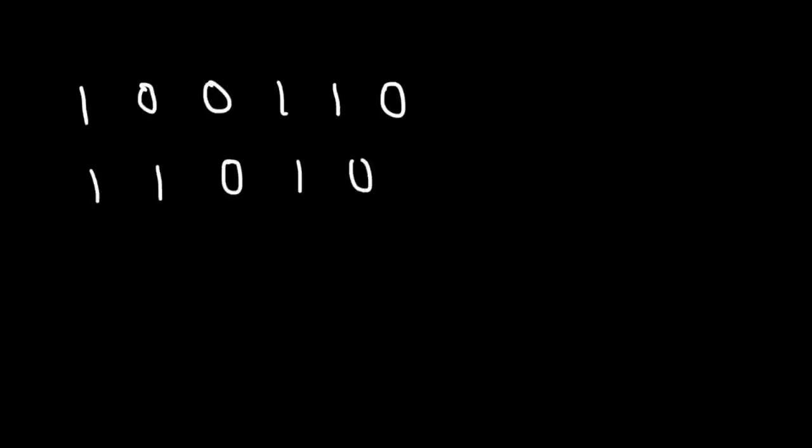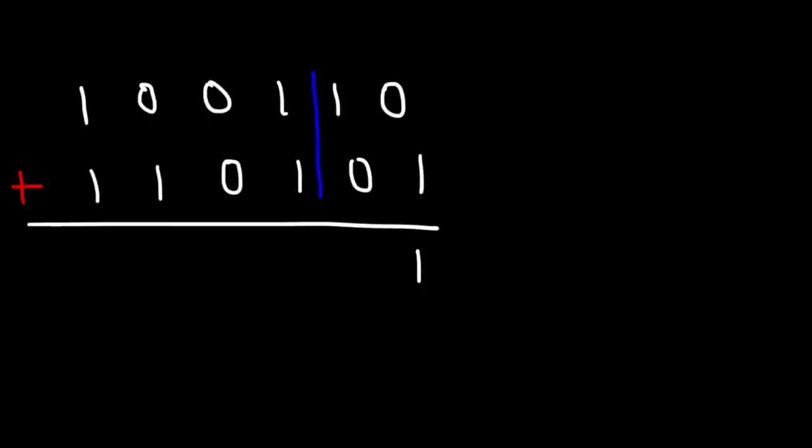Now let's go ahead and try another example. Go ahead and add these two binary numbers. Feel free to pause the video if you want to try this example. So let's start with the column on the right side. 0 plus 1 is going to be 1. And then in the next column we have 1 plus 0, which is 1.